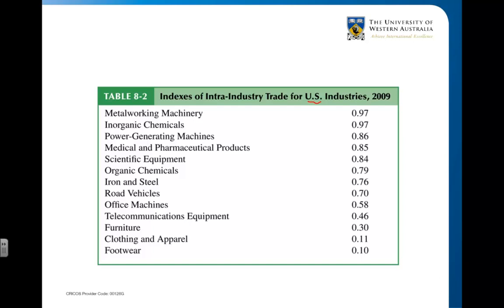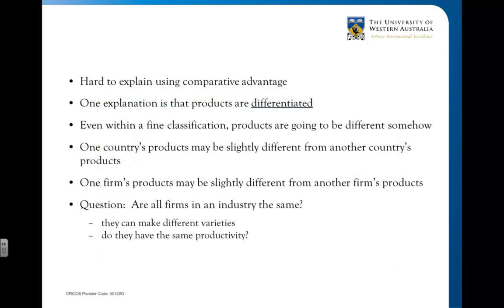You can see that for some, it's nearly 1. It's nearly complete. In other words, all of the trade that occurs is intra-industry trade. And then going all the way down to the other end, this is where you start to see the differences in comparative advantage, things like footwear, clothing, and apparel. So as I said, this is hard to explain using comparative advantage.